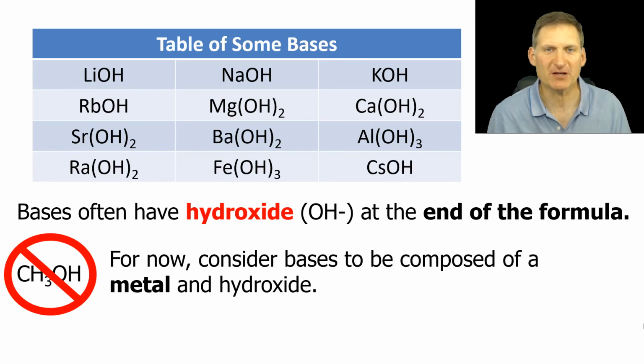To be more specific, look not only for a hydroxide at the end of the formula, but also the OH should be combined with a metal. This CH3 is just nonmetals, so it means this OH is not a hydroxide ion. At this point in the course, you are not expected to understand why that is. For now, if you see a metal combined with an OH, like all the examples here in the table, think of that as a base.